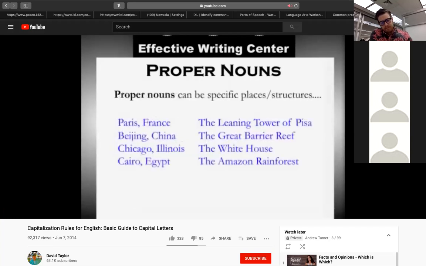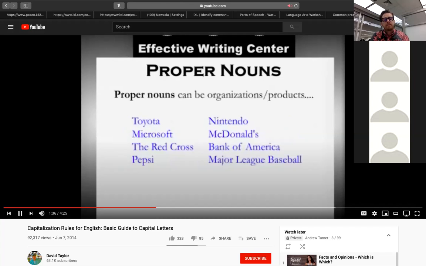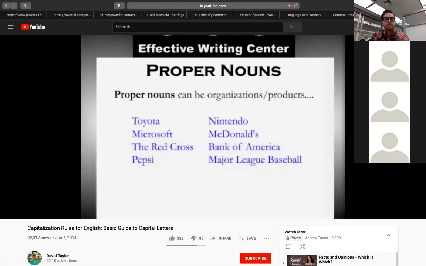Proper nouns can also be specific countries, cities, geographic locations, or structures. So we have Paris, France, Beijing, China, Chicago, Illinois, Cairo, Egypt, the Leaning Tower of Pisa, the Great Barrier Reef, the White House, and the Amazon rainforest. They can even be specific businesses, organizations, or patented products.